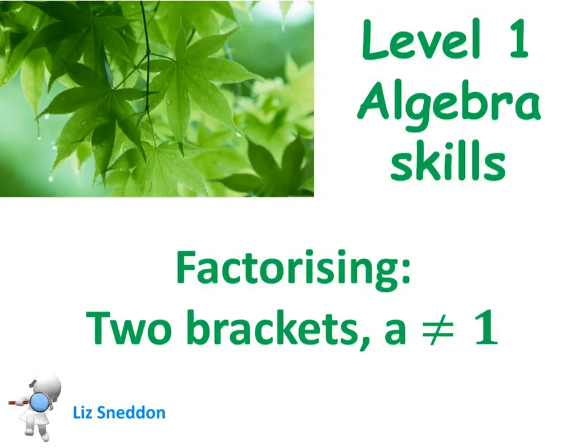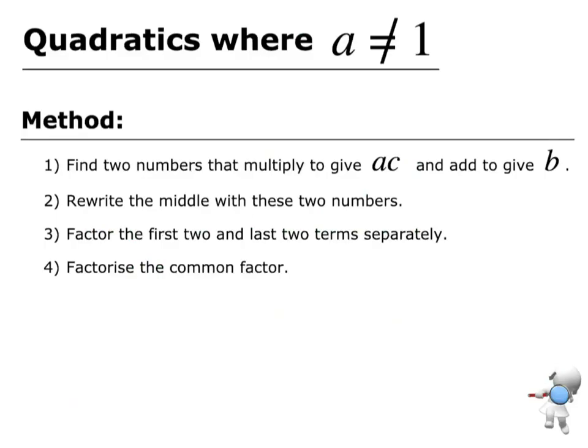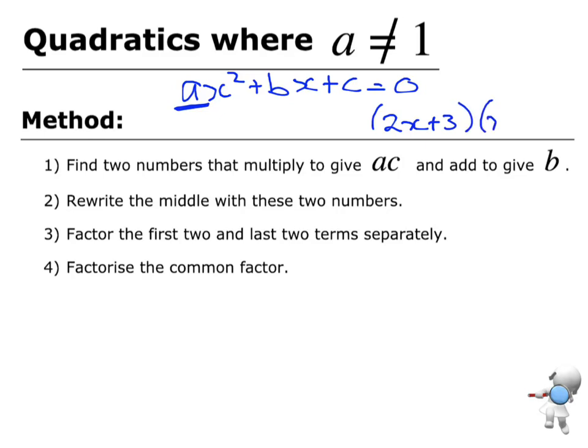Let's have a look at factorising two brackets where the value of a does not equal 1. So that value of a not equaling 1, that's coming from that general equation of a quadratic, ax squared plus bx plus c equals 0. And we're looking at that coefficient, what's the number in front of the x squared term. Alright, so that comes from, if I give you an example, if I had 2x plus 3 times x minus 5, when I expand that out, 2x times x is going to give me 2x squared.